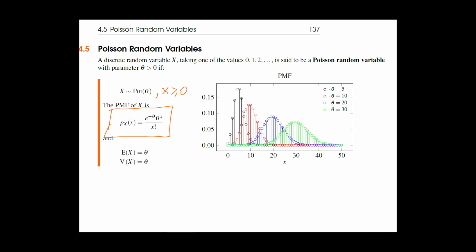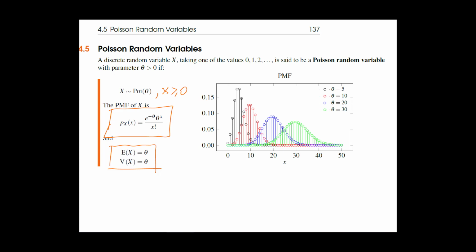And you'll notice that it looks a lot like the normal distribution for large thetas. In fact, we're going to approximate the Poisson by the normal when theta is greater than 5, actually. You see that already looks quite normal. Okay, one of the defining properties of this distribution is that the mean and variance are both equal to the parameter theta. Alright, so that's the basics: the PMF and mean and variance.